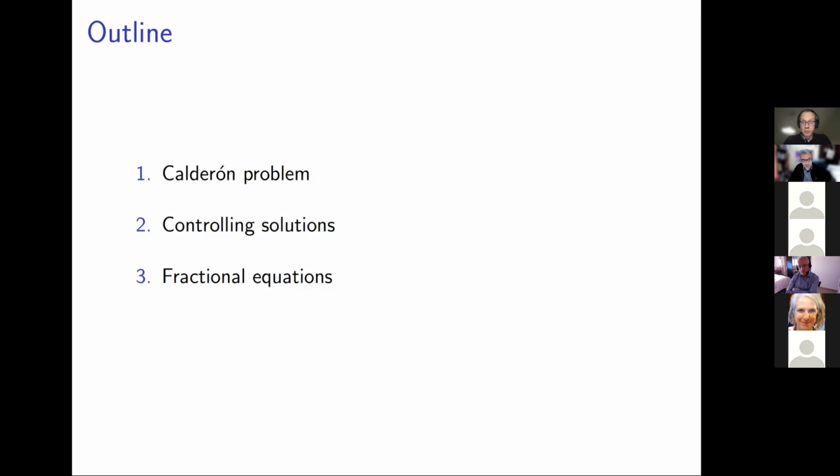And the last part will be about fractional equations involving the fractional Laplacian. And it turns out that these control properties for fractional equations are much more powerful than those for the classical equations, and one can do more in that setting. Okay.